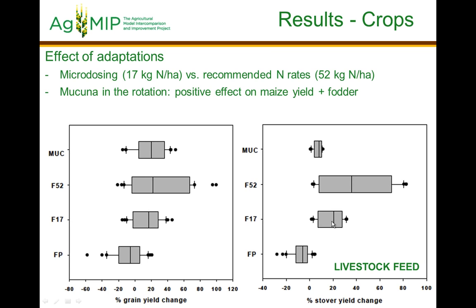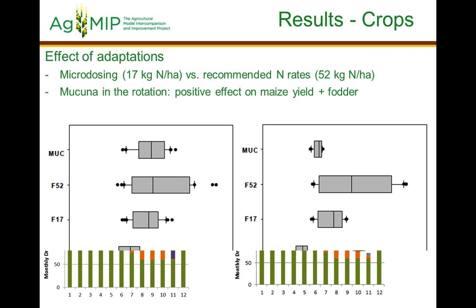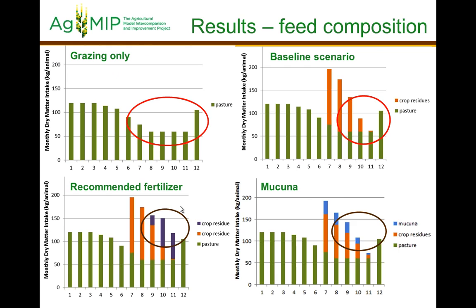These are then the adaptation options, and so we see when it comes to livestock feed that microdosing and recommended fertilizer rates lead to an increase in maize crop residue availability, and that the mucuna option also leads to a slight increase in maize crop residue availability. But of course, here we also got a lot of extra mucuna biomass, which was also fed to the livestock.